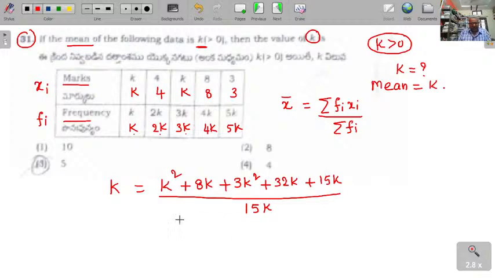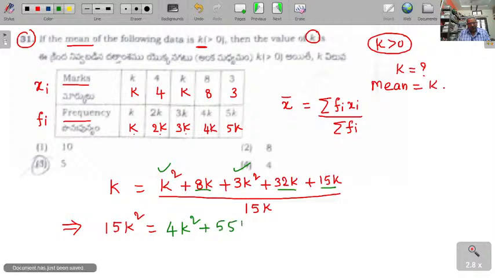Cross multiplication takes place, so we get 15k into k, that is 15k square. Now we have k square plus 3k square, that will be 4k square. Now 8k, 32k, 15k: 32k plus 8k is 40, 40 plus 15 is 55, so plus 55k. Clear? Now bring 4k square to this side. That will be 15k square minus 4k square, that is 11k square minus 55k equals 0. So we get a quadratic equation in k.